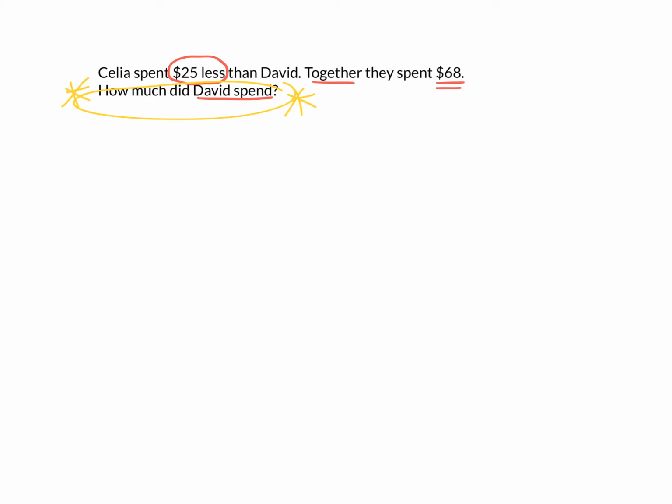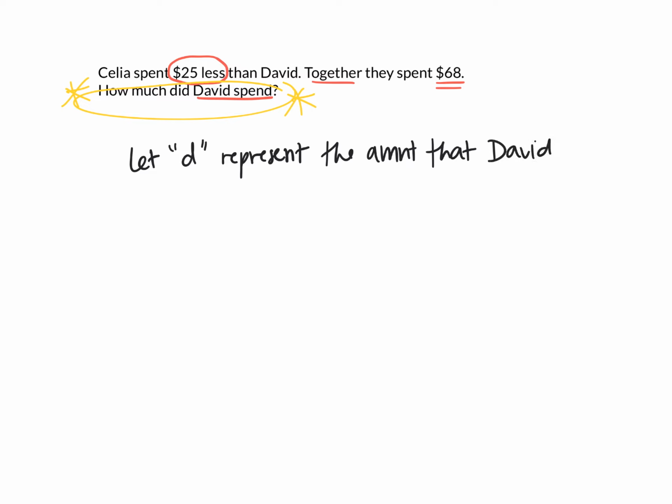So whenever you have something that's unknown in math, we would use a variable to represent it. So we'll say, let D represent the amount that David spent. Okay, that's what we're trying to find out by the end of the question.